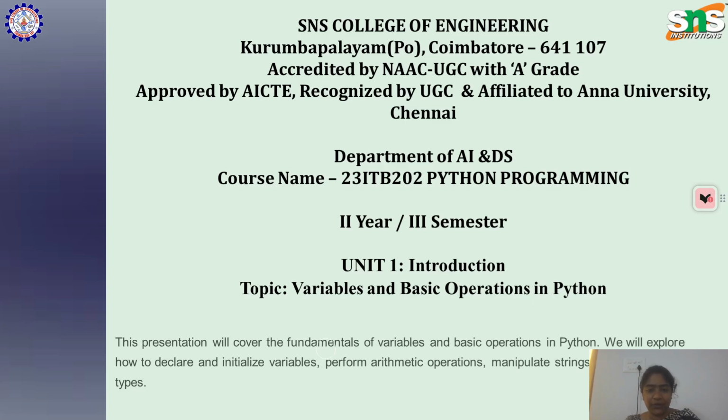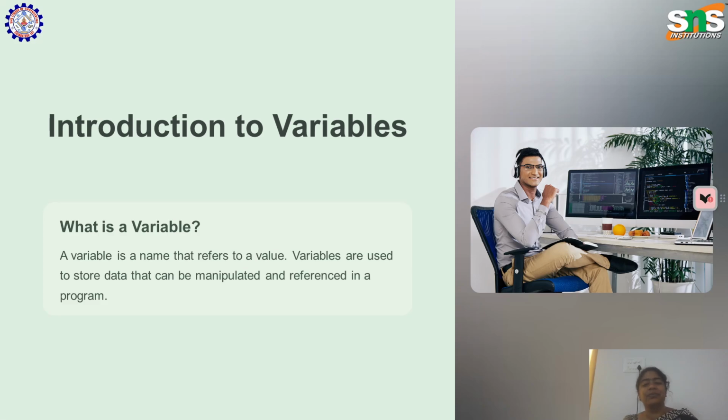In today's video, we will cover the fundamentals of variables and basic operations in Python. Let's get started. Introduction to variables. A variable in Python is a name that refers to a value. Variables are used to store data that can be manipulated and referenced throughout a program. Let's explore how to declare and initialize variables, perform arithmetic operations, manipulate strings, and convert data types.